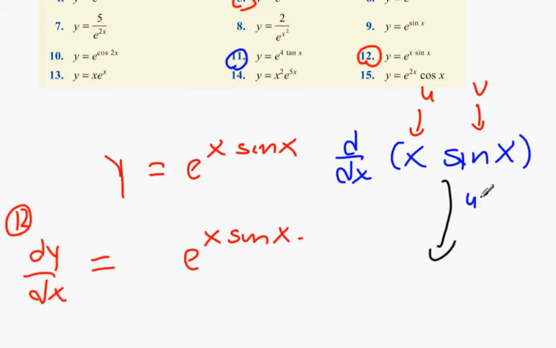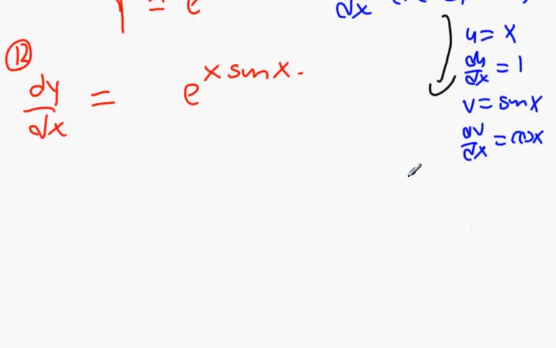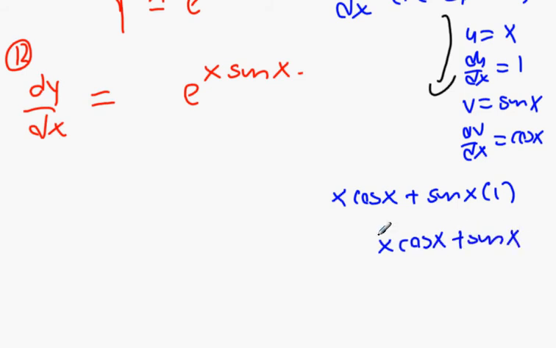Okay, so u equals x, du dx therefore equals 1. v equals sine x, therefore dv dx must be cos x. Fill in the product rule: u times dv dx, which is going to be x times cos x, plus v times du dx, which is going to be sine x times 1. So it's x cos x plus sine x, all in brackets.